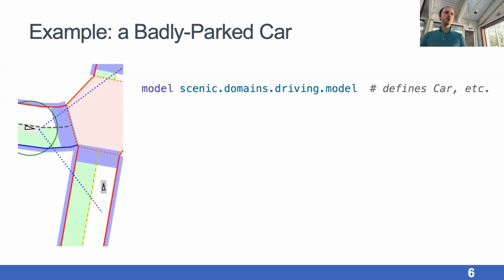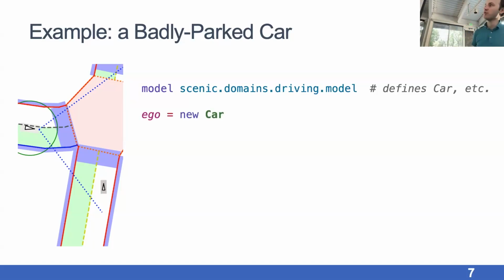The first thing we're going to do is use Scenic's model statement to import the driving domain library that comes with Scenic. This is essentially a Scenic library that defines what is a car, what is a road, what is a lane, etc. All of those concepts are not built into Scenic because, as Sanjit mentioned, Scenic is designed to be usable in many different domains besides driving. So it doesn't have any of those concepts built into it. It only knows about geometry in general. So we're first essentially importing this model.